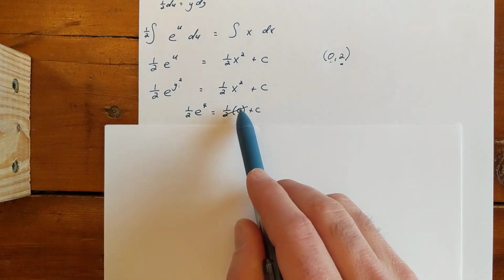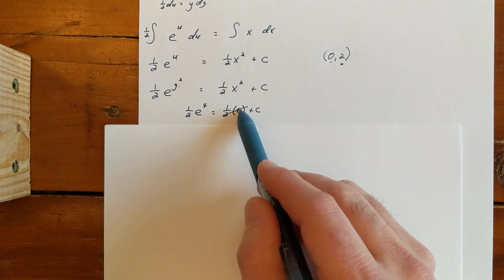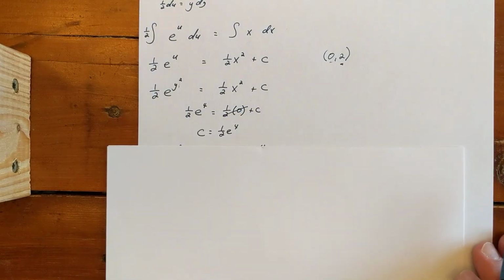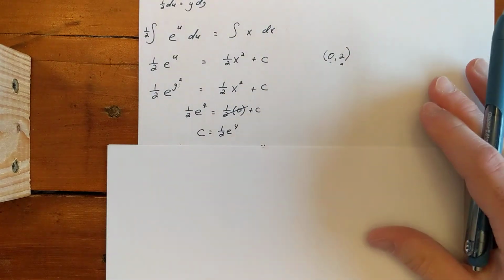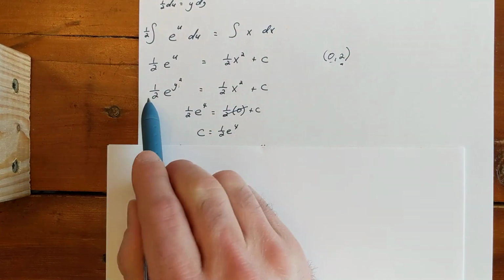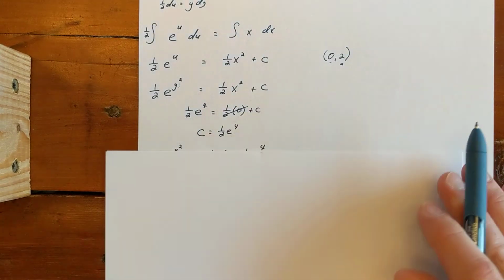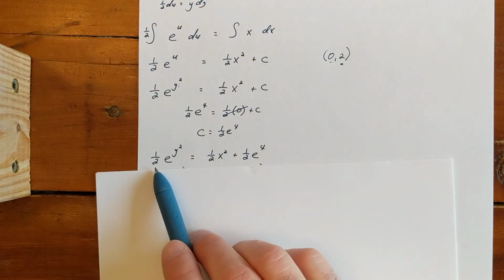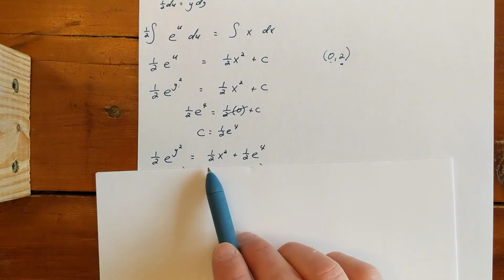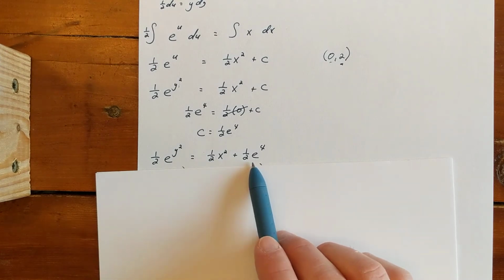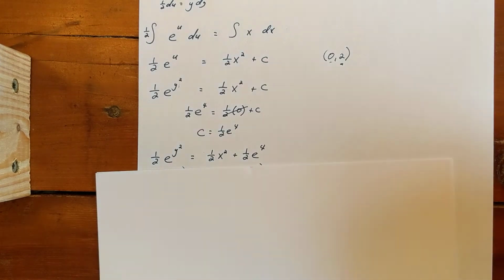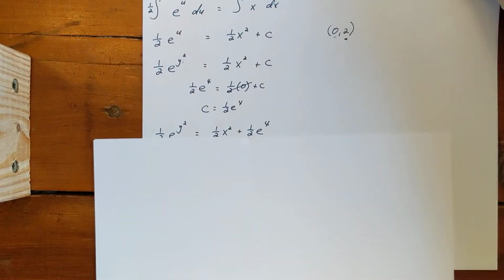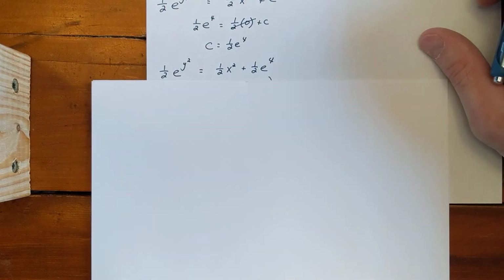is equal to 1/2 times 0 squared plus c. Well, that whole term wipes out, so we just get c is equal to 1/2 e to the 4th. Kind of an unusual value right there. So let's go back to where we were at this level right here and make that substitution now. So a strange looking equation: 1/2 e to the y squared is equal to 1/2 x squared plus our new c value of 1/2 e to the 4th. And from there, the goal becomes let's solve that thing for y.